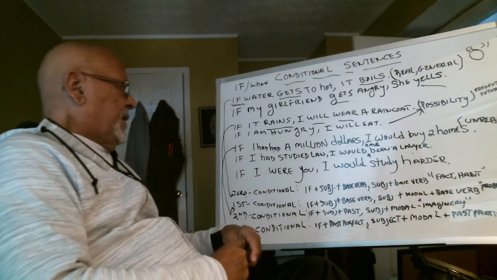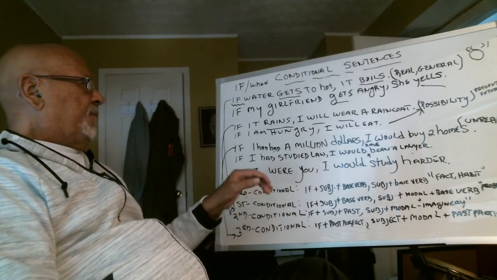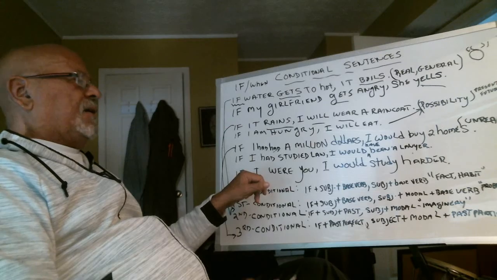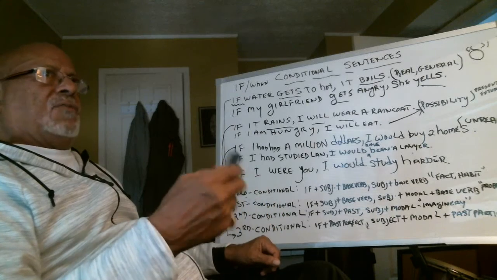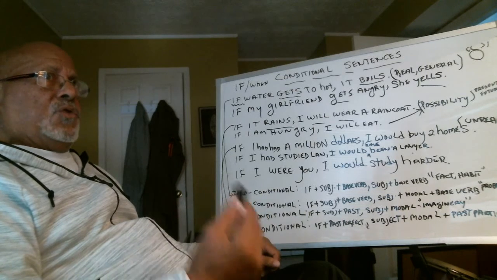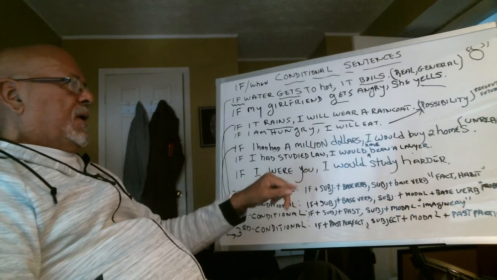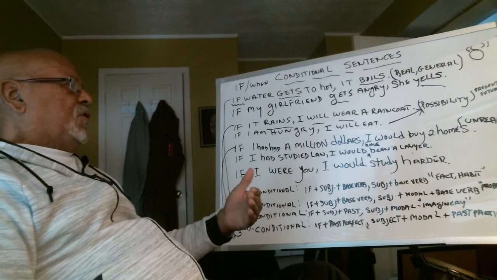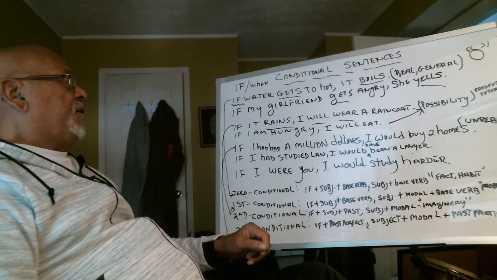And this is a mistake that people make a lot. You wouldn't say, if I was you. You would say, if I were you. If I were you, I would study harder. You would not say, if I was you, I would study harder. If I were you, I would study harder.